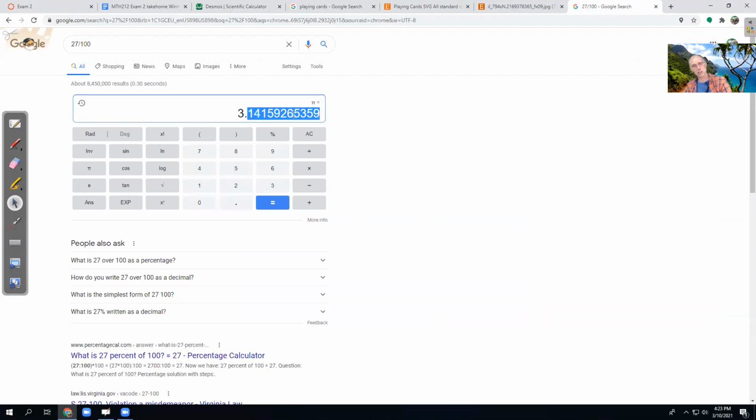How many decimal places does pi have? Unfortunately, it has infinitely many. Problem with those infinitely many is they're hard to draw on a number line. And so we have to be careful about how we proceed here.